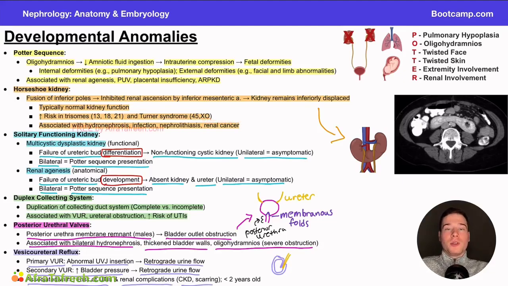Scarring in the kidney, right, is going to lead to obstruction as well. Ureters are not as patent, they're not as open. Urine has a harder time moving forward, and thus it gets sent backwards as the pressure builds up. And it's also associated with children typically under 2 years old.